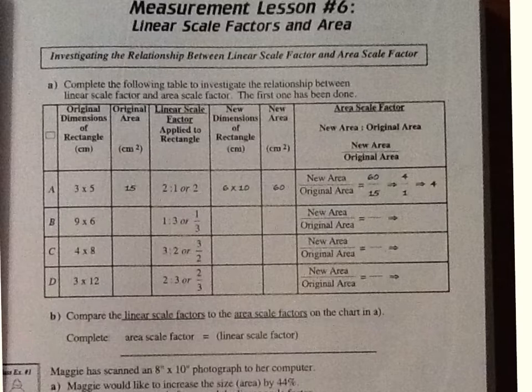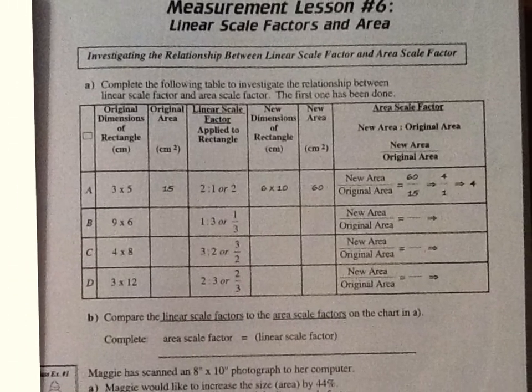The first one has been done. So let's take a look at that. In your notes, you can even draw a little sketch on the side for your own information. But here we go. The first one is a 3 by 5 rectangle. So if you picture this rectangle, 3 by 5, that's the original dimensions. The original area, if we multiply 3 by 5, we get 15 centimeters squared.